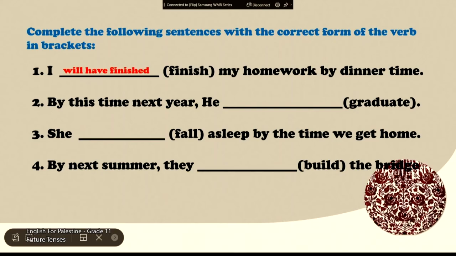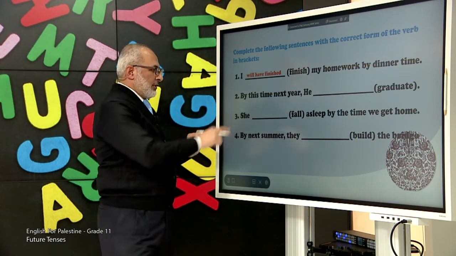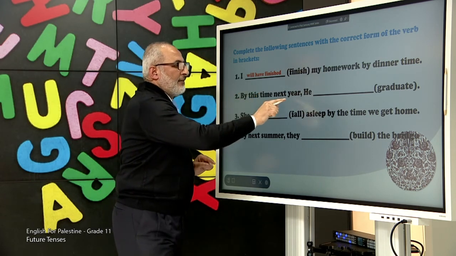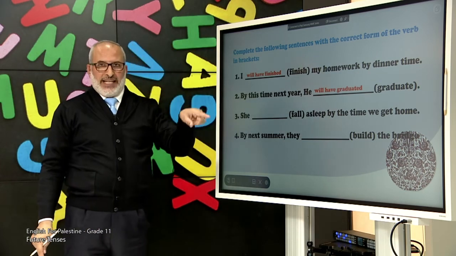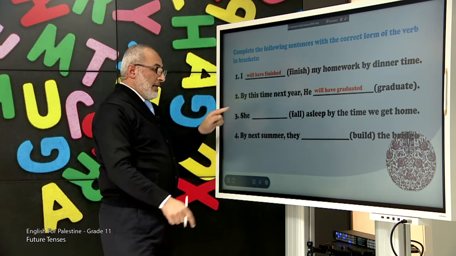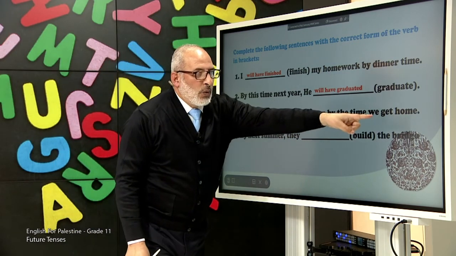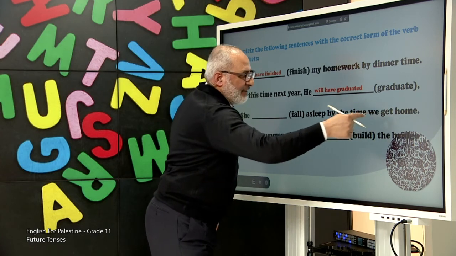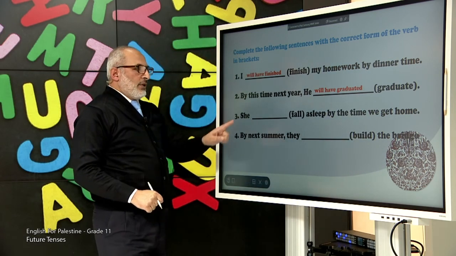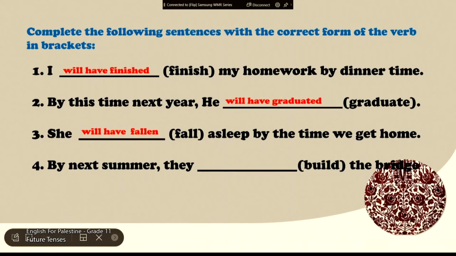Second one, by this time next year, he graduate. Oh, good. So this is the key word. This is the time expression. By this time next year, future perfect. Yes, will have graduated. By this time next year, he will have graduated. Number three, she fall asleep by the time we get home. Another action, we get home, get is present simple. So again here, we use future perfect. Yes, she will have fallen asleep by the time we get home.